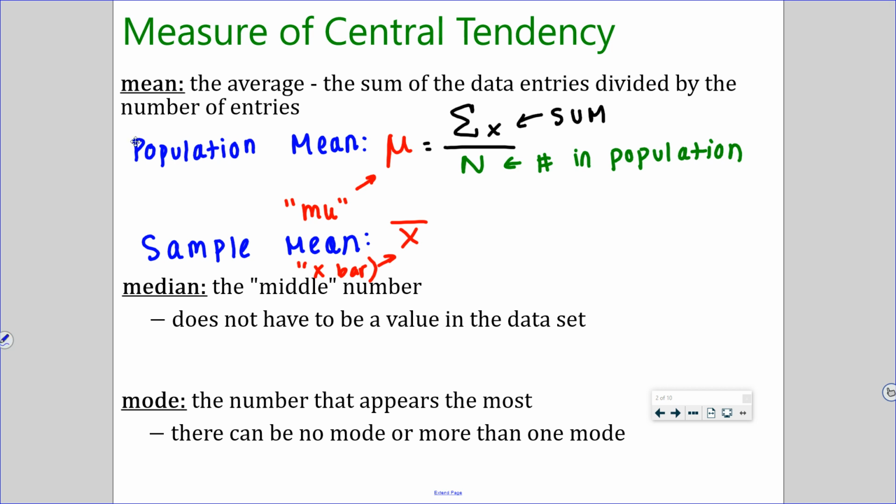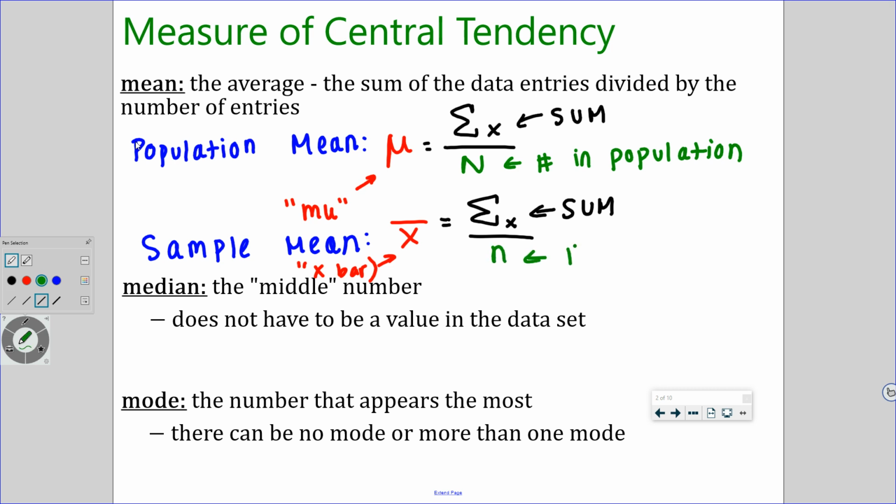Same idea here to calculate the mean. We sum up all the data entries just in our sample and divide by the number of data entries in the sample. I use a lowercase n. So these are some common formulas, and if you see those symbols being used, now you know what they stand for. You all know how to calculate mean and average, so it's really just a fancy way of saying that.